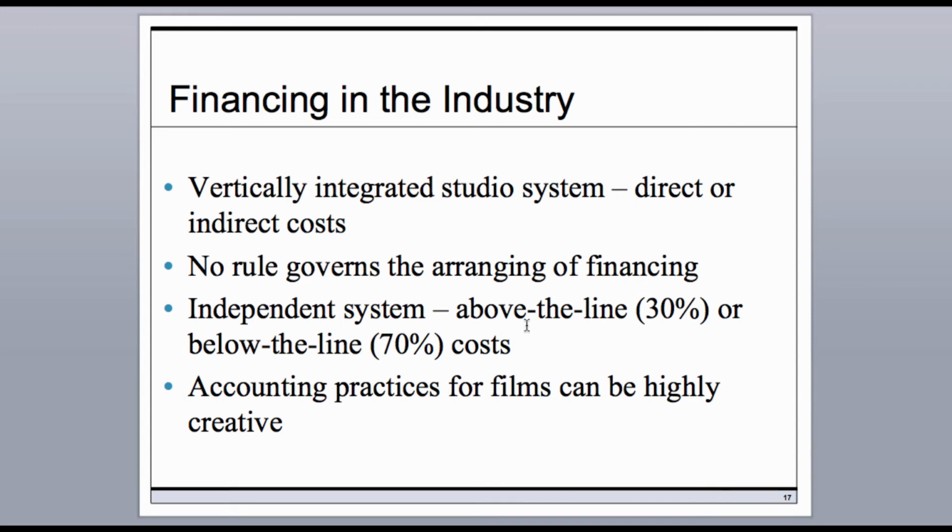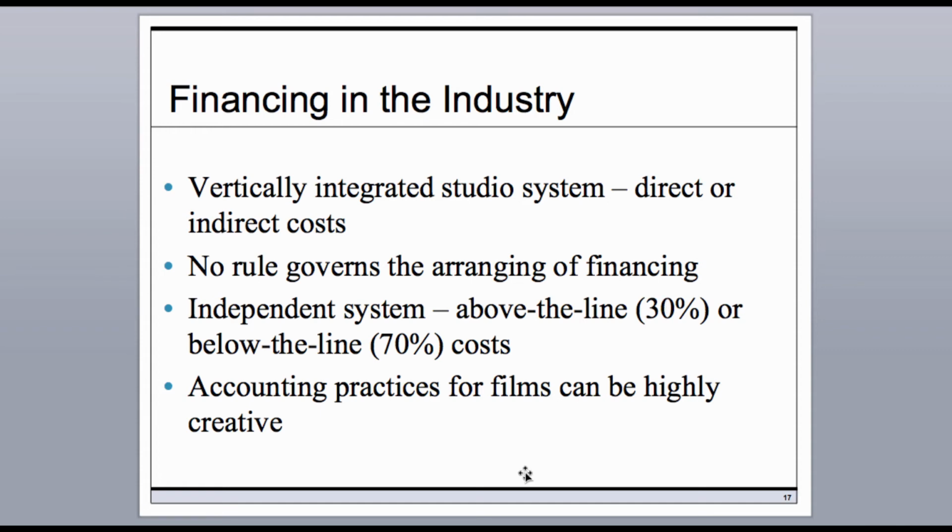The independent system created budgets. So this is kind of important. Above the line costs were 30% of the budget, below the line 70%. So this is more administrative. This 70% is the actual making of the movie. It costs about $100 million to make a movie. That's the standard set. So $70 million would go to the actual making of the film, and financing and management 30%.